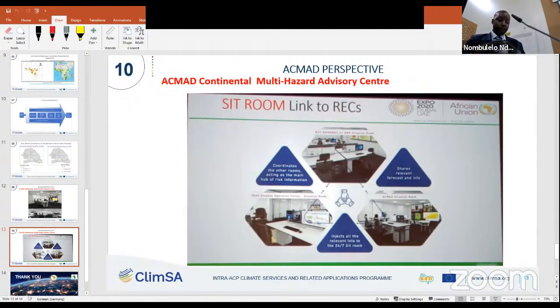So then we can communicate to our users in order to inform early enough about disasters which may happen at the continental level for ACMAD, then at the regional level, which will be mandatory for ICPAC, and then communicate with the African Union, which should have the role to coordinate among the partners and the Disaster Risk Management Authority.